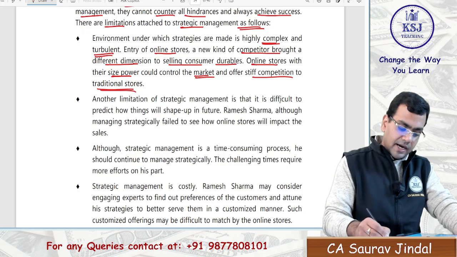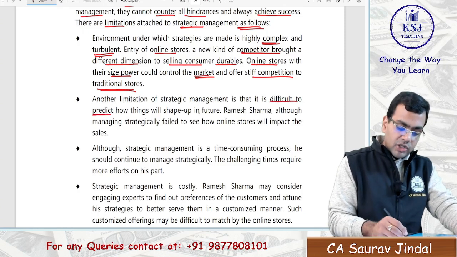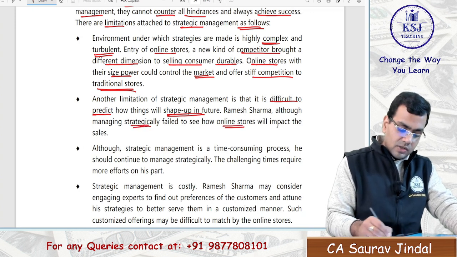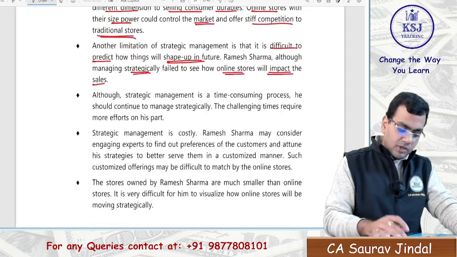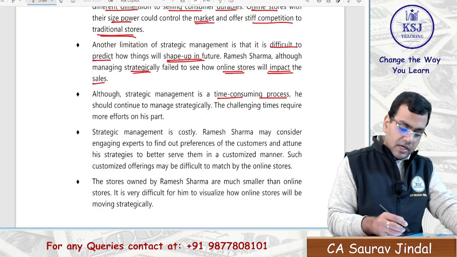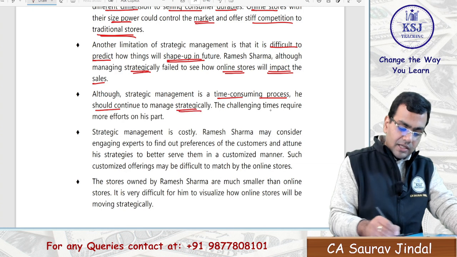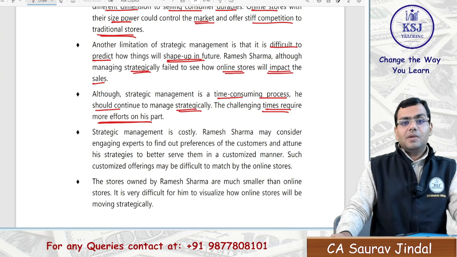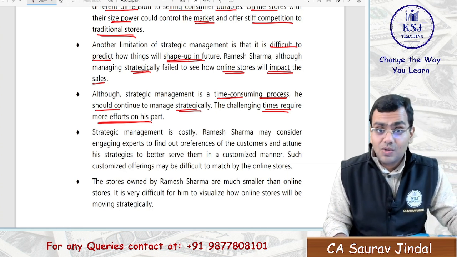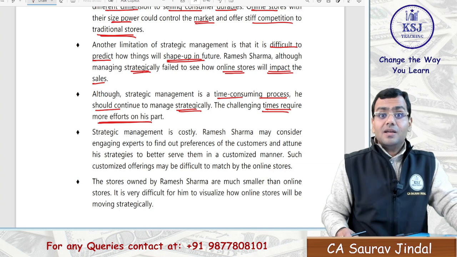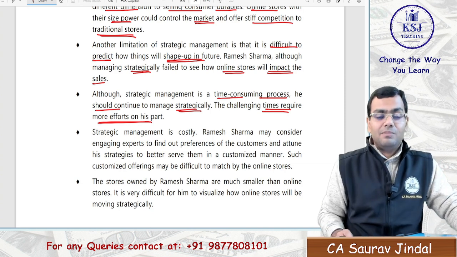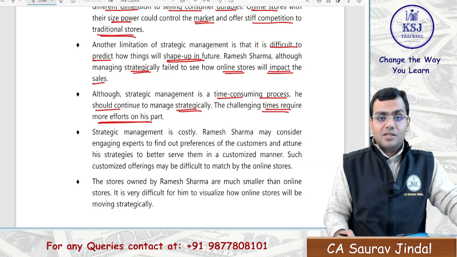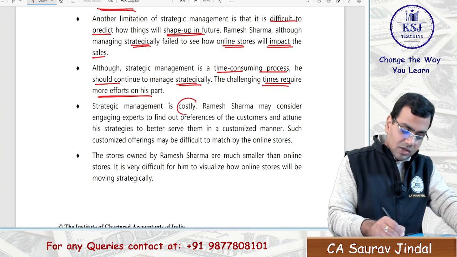strategic management is that it is difficult to predict how things will shape up in the future. Ramesh Sharma, although managing strategically, failed to see how the online stores will impact the sales. Although strategic management is a time-consuming process, he should continue to manage strategically. The challenging times require more efforts on his part. That is another limitation, that strategic management is time-consuming. Another part, strategic management is costly also, and Mr. Ramesh Sharma might not be able to afford that much cost to hire the strategist and make the strategies. So strategic management is costly.